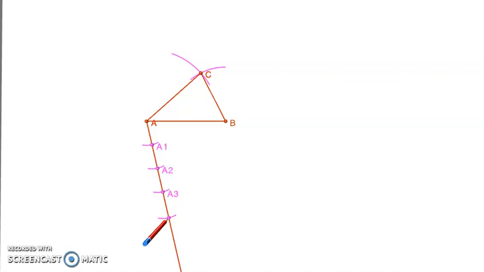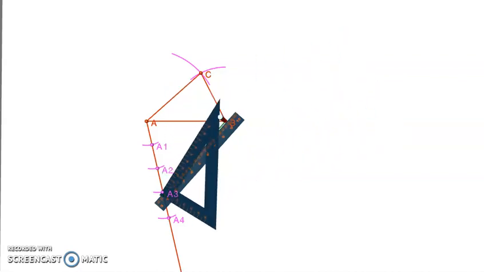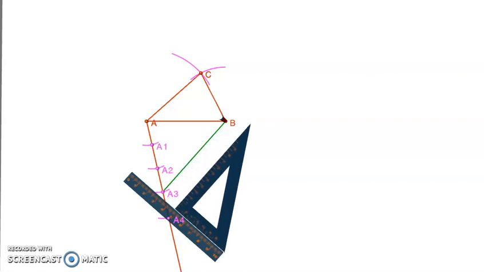Now, which point to be joined with the point B? That will be the question. Next question. Now, look at the fraction again, 4 by 3. What is the denominator? 3. Yes, you will be joining the third point which you have drawn on AX with B. So, let us join A3 and B. Now, draw a parallel to A3B passing through A4.